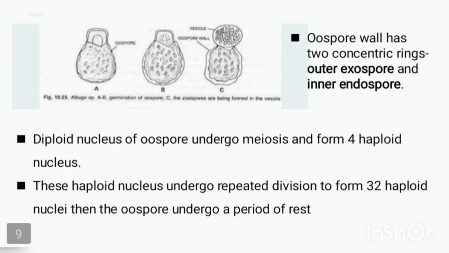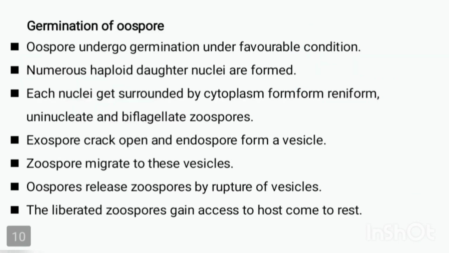Now let us discuss what happens to this resting oospore. The oospore undergoes germination under favorable conditions only. Numerous haploid daughter nuclei are formed. Each nucleus gets surrounded by cytoplasm. It forms a reniform, uninucleate and biflagellate zoospore. So all these 32 nuclei, each nucleus gets surrounded by cytoplasm and each will transform into reniform. What is reniform? Kidney shaped. Kidney shaped, uninucleate and biflagellate zoospores.